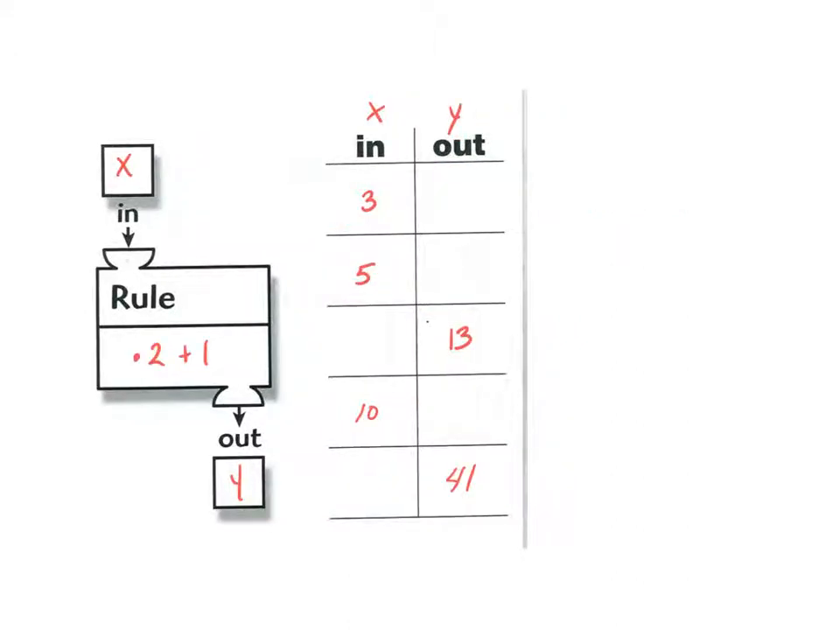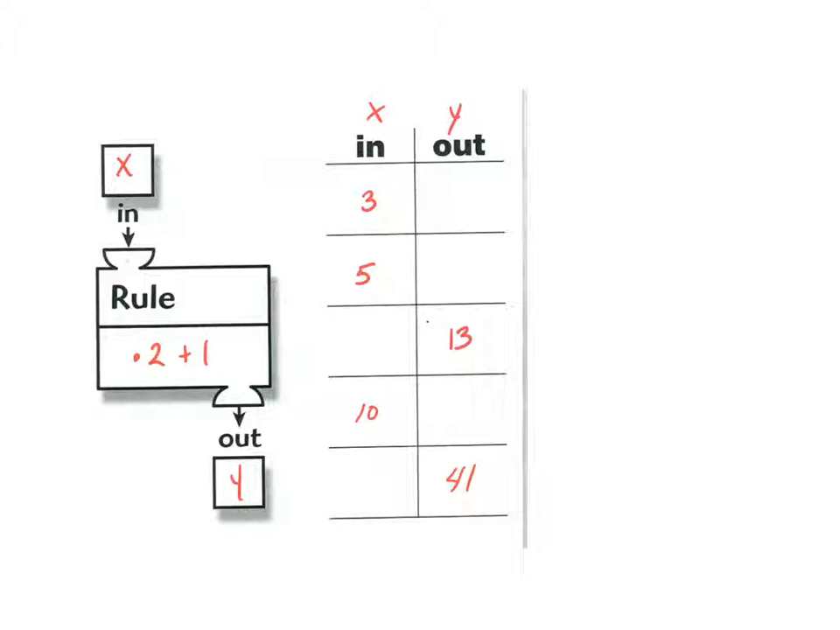This next example is a little bit different also because I've already given the rule. And in this case, the rule has two operations. The rule is times 2 and then plus 1. So I've got some missing numbers in the input-output table, and I'm going to apply the rule and see if I can solve for those missing numbers.